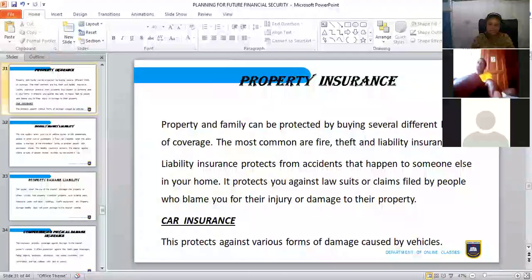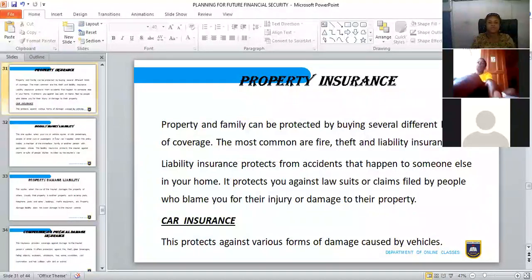Then property insurance. Property and family can be protected by buying several different policies of coverage. And the most common are fire, theft, and liability insurance. Let me just use this Star Assurance advert. You see, it's 3 families. They were all robbed. When they went out, came back, and they realized that their homes were broken into.